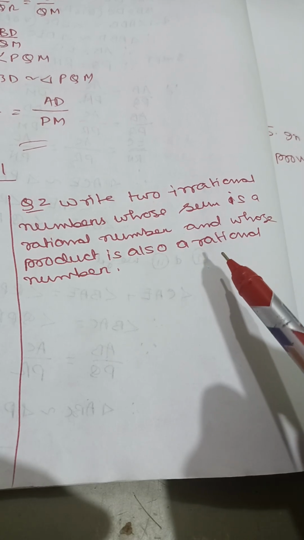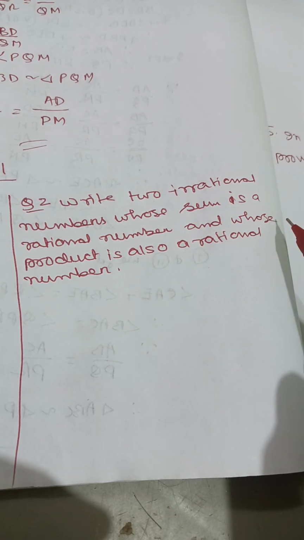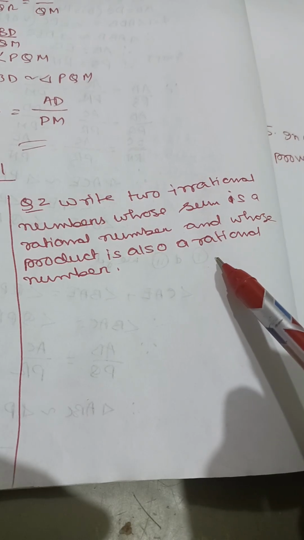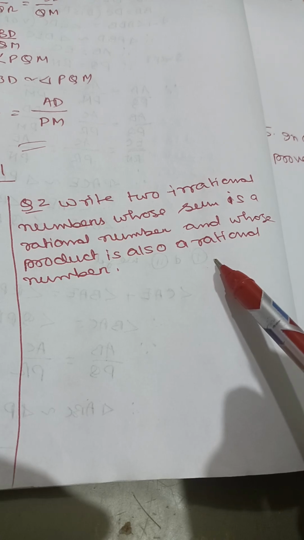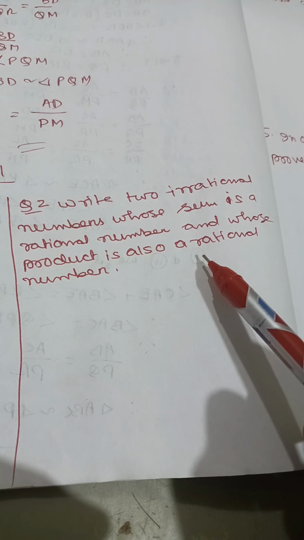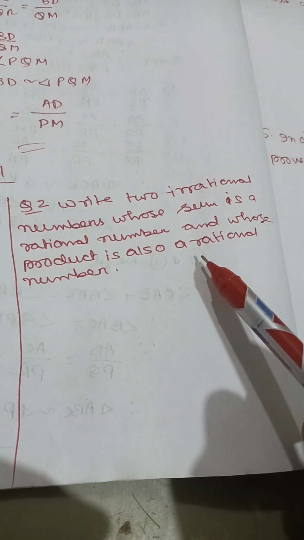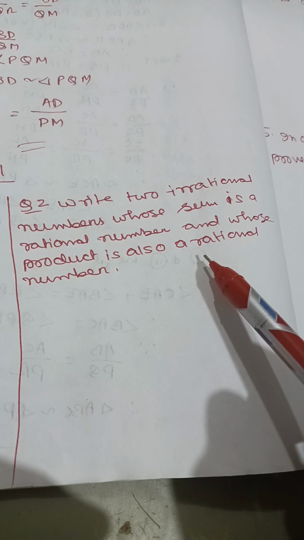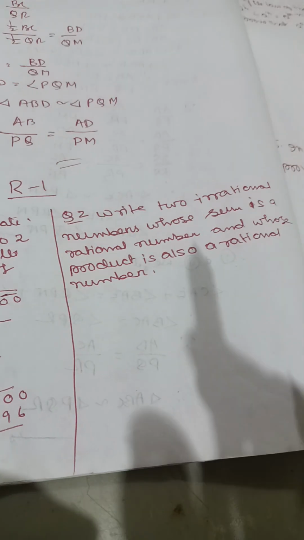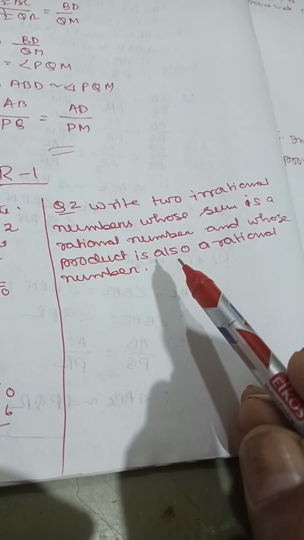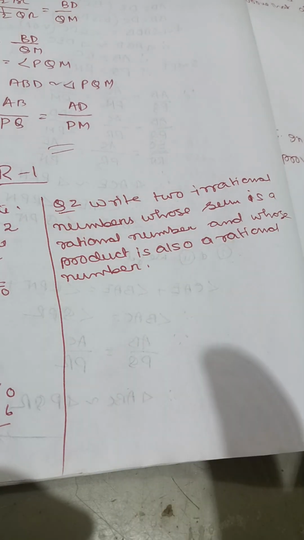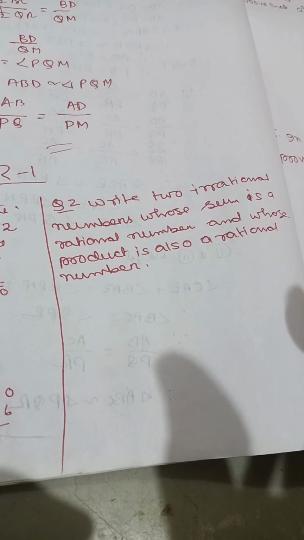First you have to know what is irrational number and rational number. Rational number means any number in the form p by q, where q not equal to 0. Irrational number is any number which cannot be expressed in the form p by q. So here we have to take two irrational numbers so that their sum becomes rational, and if we multiply these two irrational numbers, the product also becomes rational.